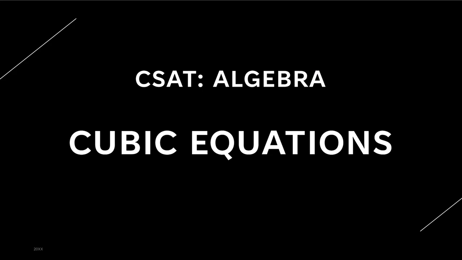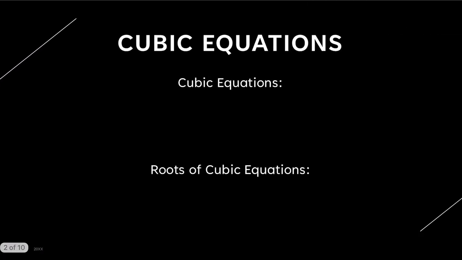Now starting with cubic equation. So I think by now you understand what linear equation is. Linear equation means the power of x is 1. Then we have quadratic equation, power of x is 2. Now we have cubic equation. So what exactly is cubic equation?